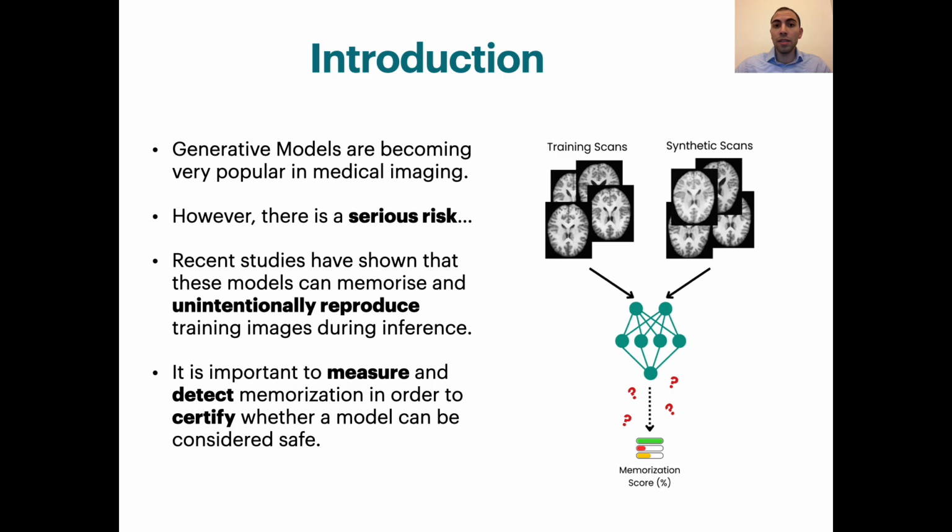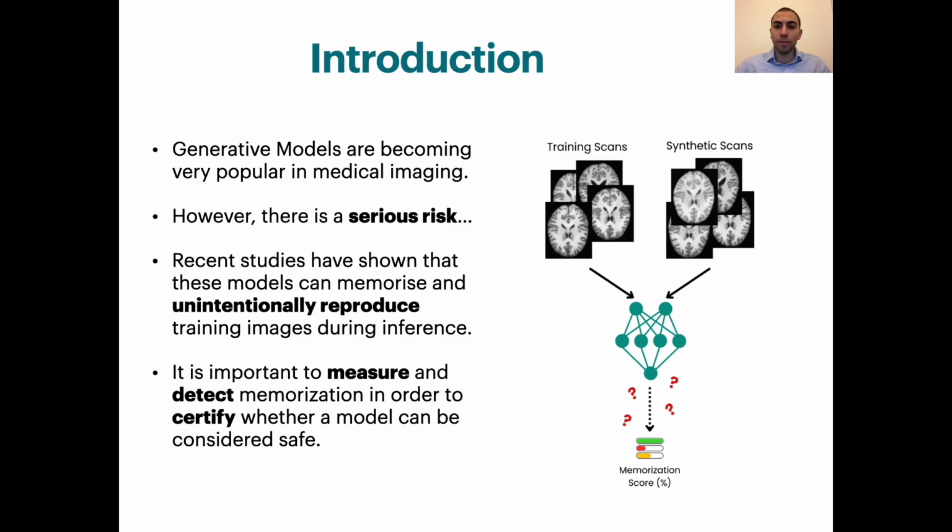If a model leaks this information, it can lead to privacy violations, ethical and legal issues with regulations like the European GDPR or the AI Act, and a slowdown in the adoption of artificial intelligence in clinical practice. Because of this, it is important not only to train generative models safely using techniques like differential privacy or federated learning, but also to reliably measure and detect memorization in order to certify whether a trained model can be considered safe.